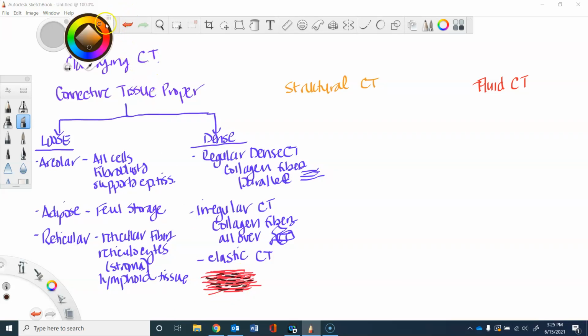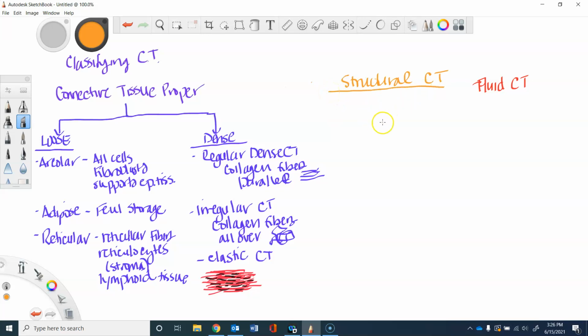All right, the structural connective tissue. I'm going to move this over really quick. All right, so now we have structural. So the structural connective tissue, there's two types as well. So the first one is cartilage. And the second one is bone.